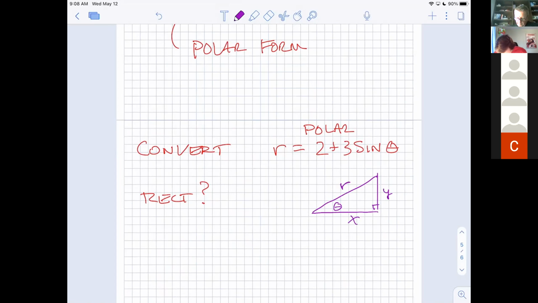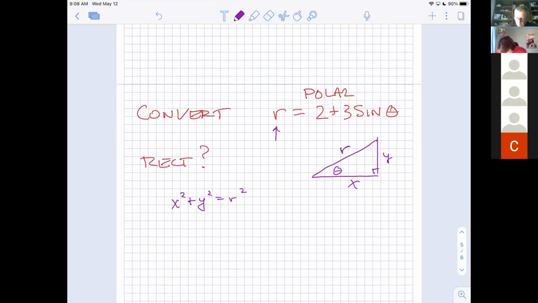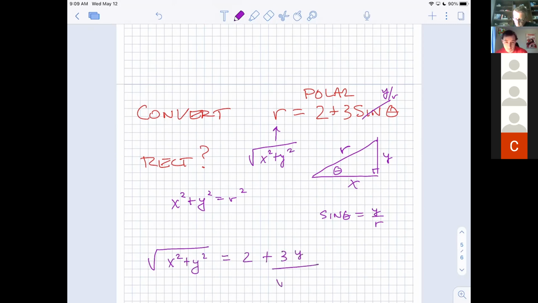So let's see, I want r to go away and I want x's and y's. The thing we made before was the Pythagorean theorem, x squared plus y squared equals r squared. That'd be true. So I could replace that r with the square root of x squared plus y squared. That's good. And then sine of theta is y over r, so I could replace this with y over r. That got rid of theta, but it made an r. But then we know r is the square root of x squared plus y squared. So I think I have it now. Isn't this the equation? x squared plus y squared equals 2 plus 3 times y over r. But we said r is the square root of x squared plus y squared. So is that?